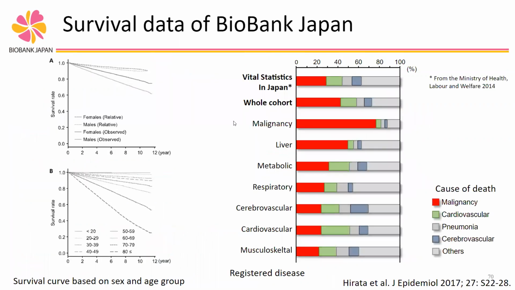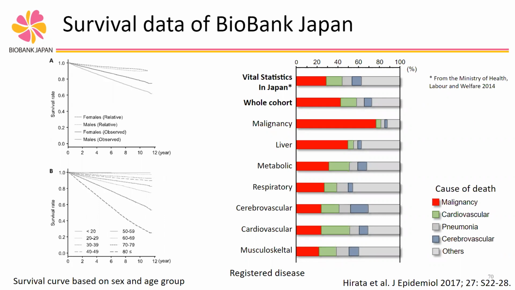And we also gathered information from local government as well as the national registry to obtain this record of the Biobank Japan participants. And actually, more than 30% of followed-up patients were already dead. The survival curve indicates that females are less likely to die earlier than males, and also older patients are likely to die earlier, as expected.